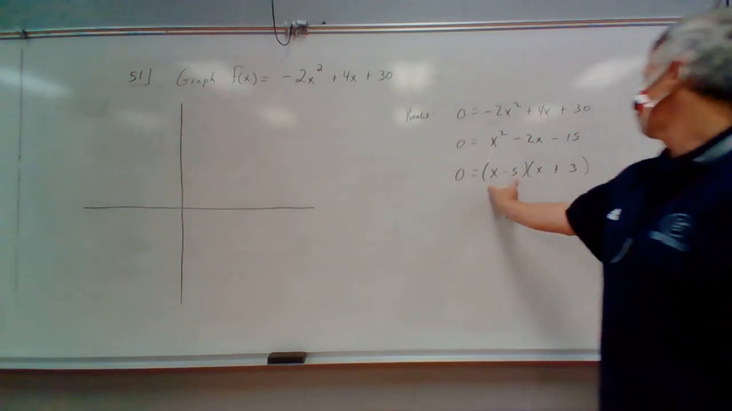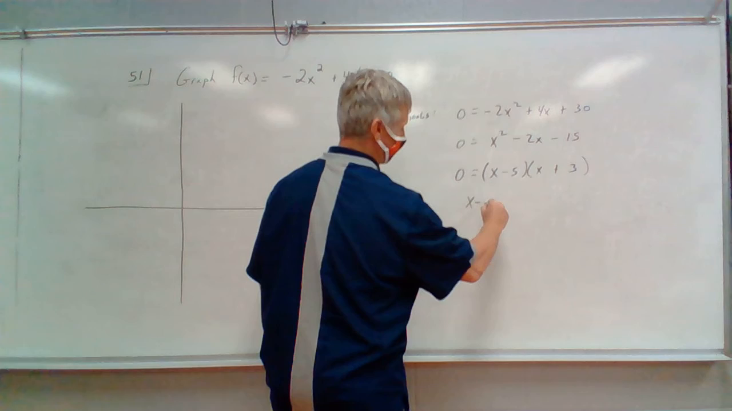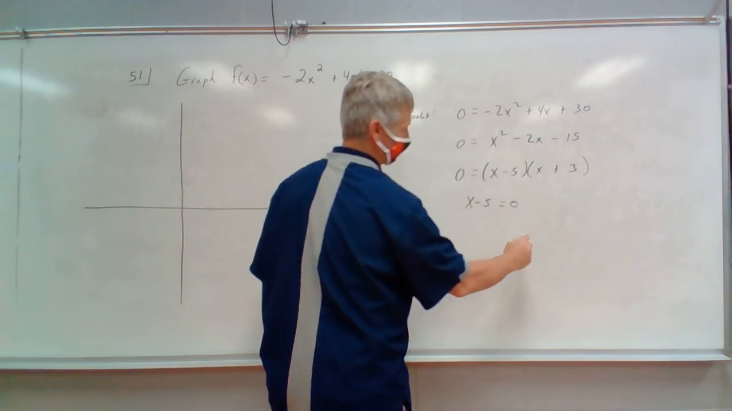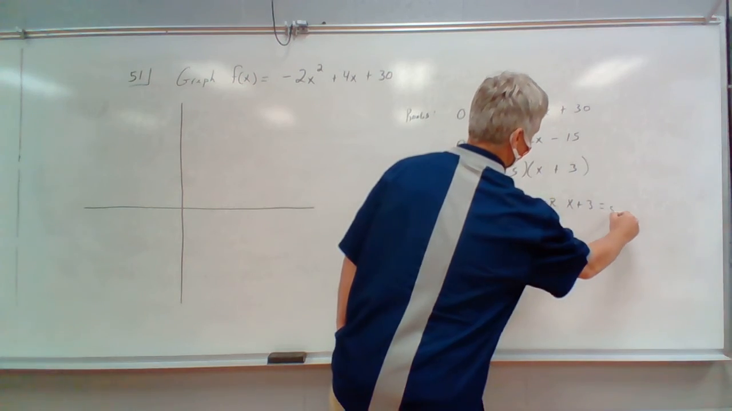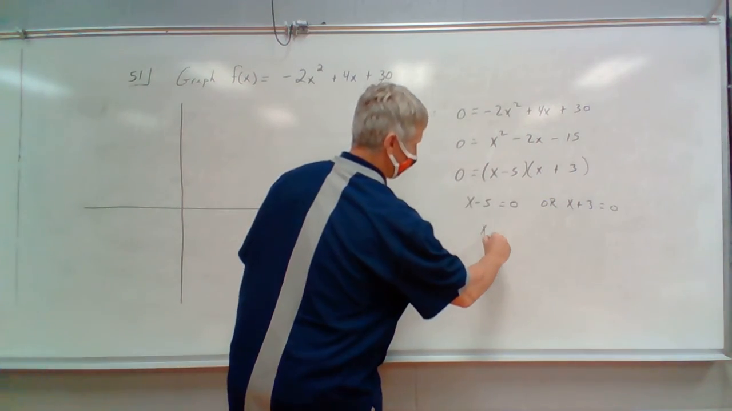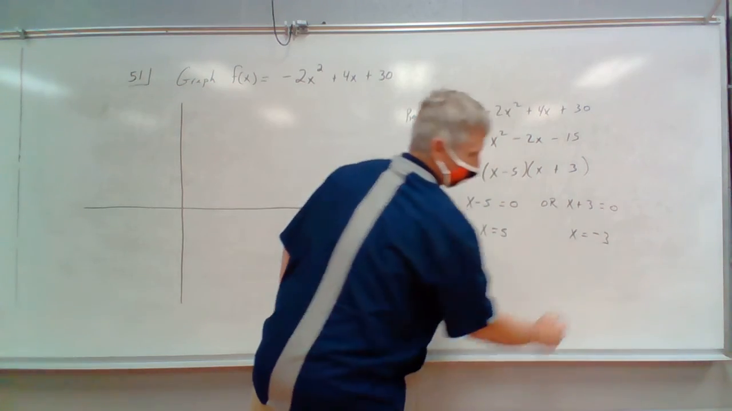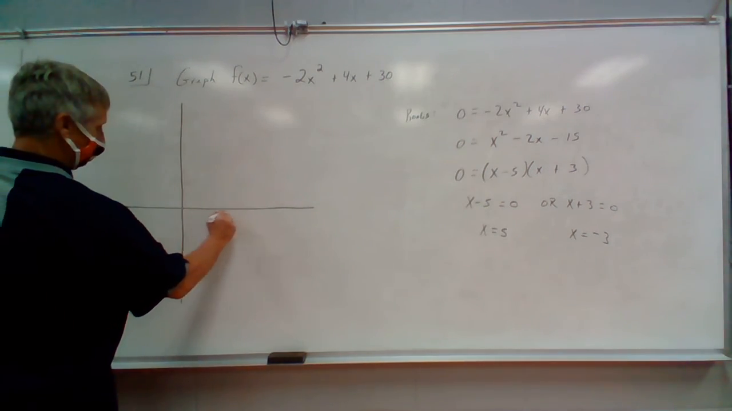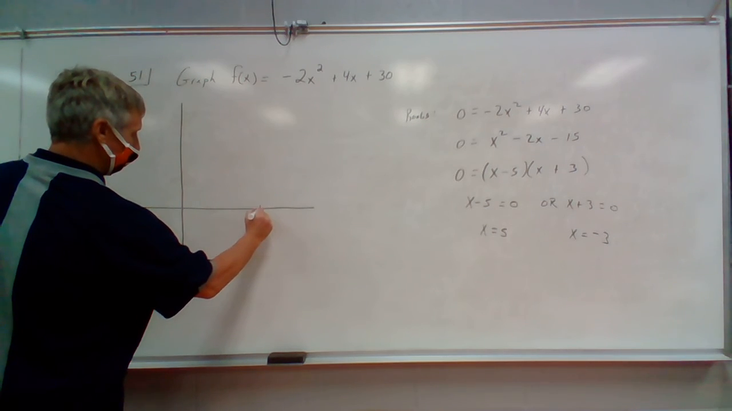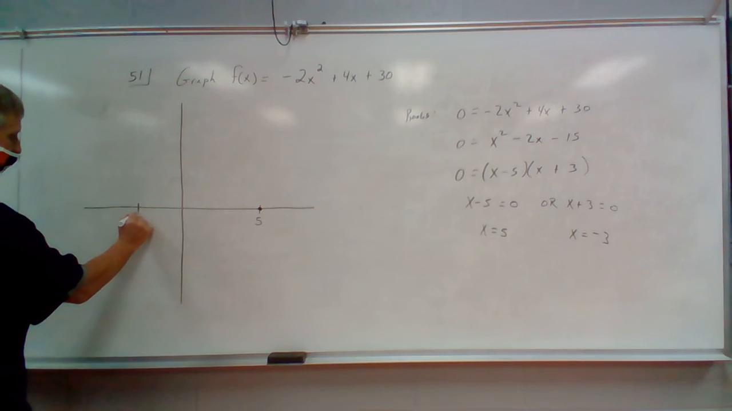All right, if I multiply two things together and the answer is 0, then either of those can be 0. So either x minus 5 is equal to 0, or x plus 3 is equal to 0. So either x equals 5 or x equals negative 3. So I have my two roots. Let's graph those. So we got one root at 5 and one root at negative 3.